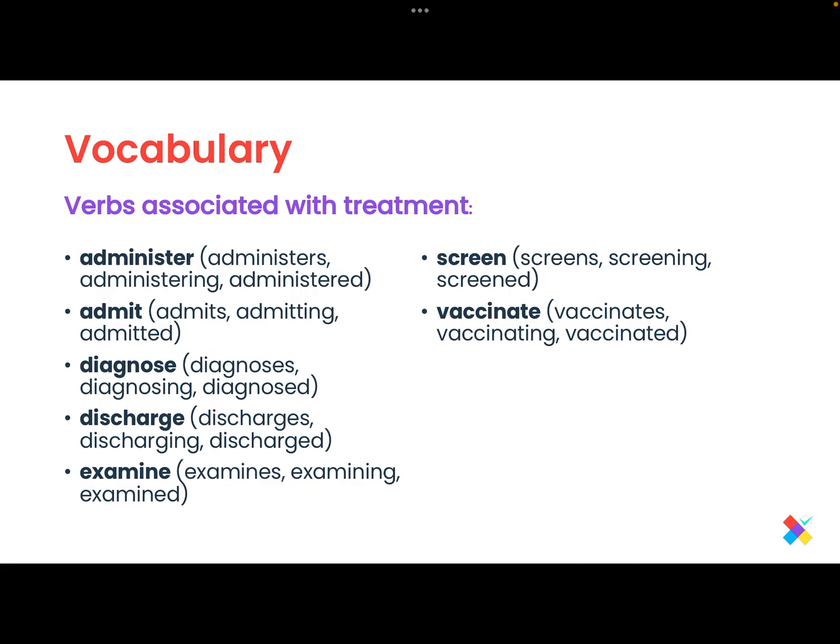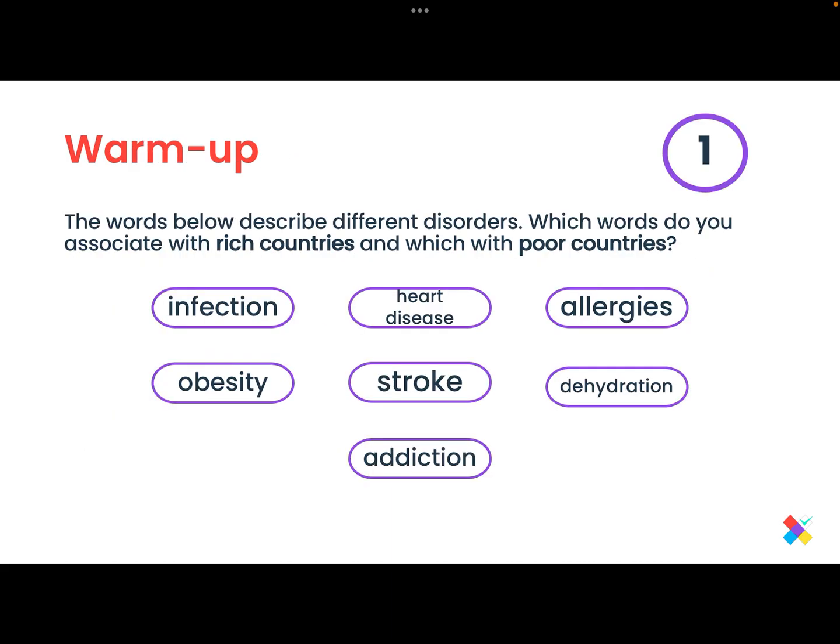All right, and this is with the vocabulary. We'll be moving on, obviously, to our first warm-up. You've got seven pretty words which describe different disorders. Some of them are associated with rich countries and some of them with poor countries. Which is which? Have a look. You've got 1 minute. Here it goes.